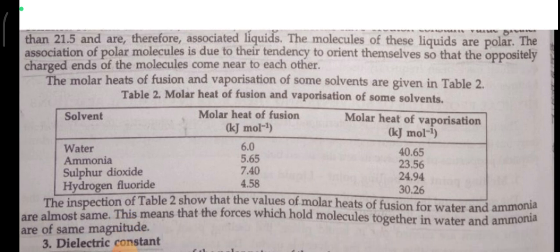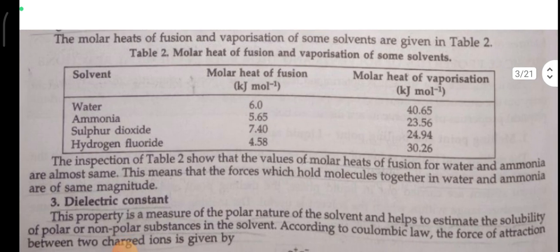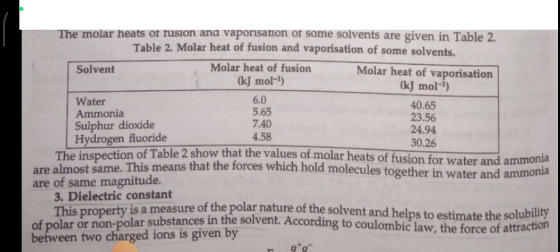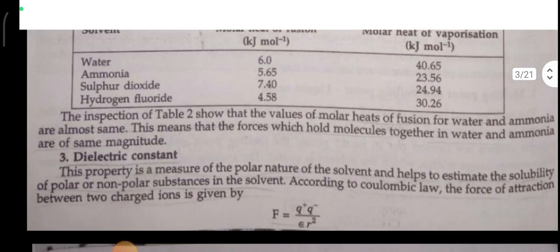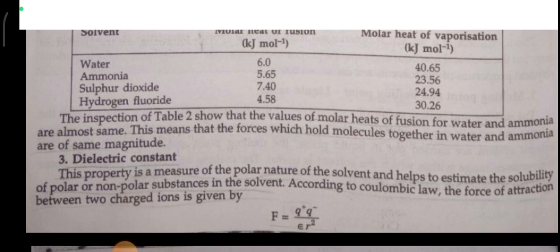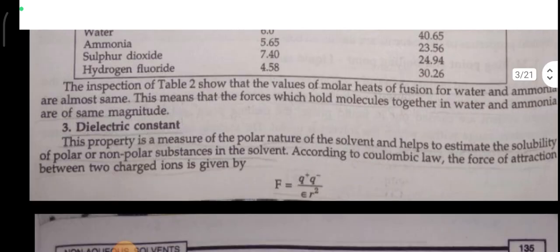Molar heat of fusion and vaporization of some solvents. Water: molar heat of fusion is 6 and molar heat of vaporization is 40.65 kilojoule per mole. For ammonia, they are 5.65 and 23.56 respectively. For SO2, they are 7.40 and 24.94 respectively.